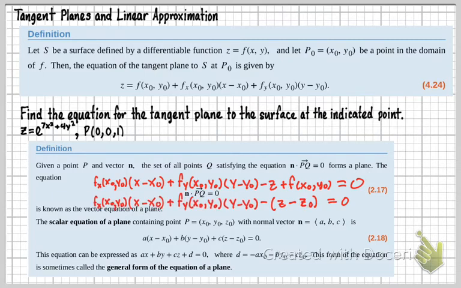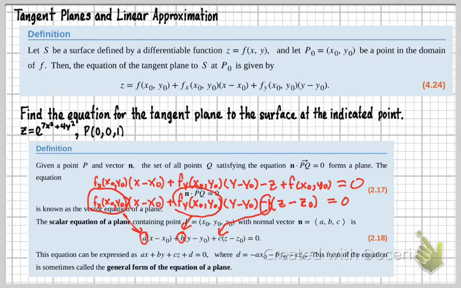Now one thing to understand from this is notice that the f sub x of x naught, y naught and the f sub y of x naught, y naught are actually the a and the b respectively. So here's my a, here's my b. And notice my c here. It's really like I have a 1 there. So my c is actually 1. So that's what's interesting about this formula here.